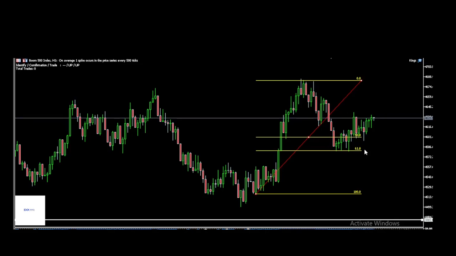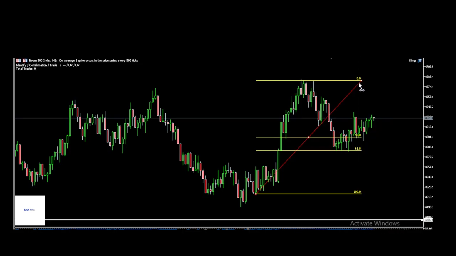All right, so you can see how we draw our Fibonacci retracement. This is how we draw our Fibonacci retracement for an uptrend. Remember, for an uptrend, you go to the previous swing low and place it. Let me just do that again quickly.